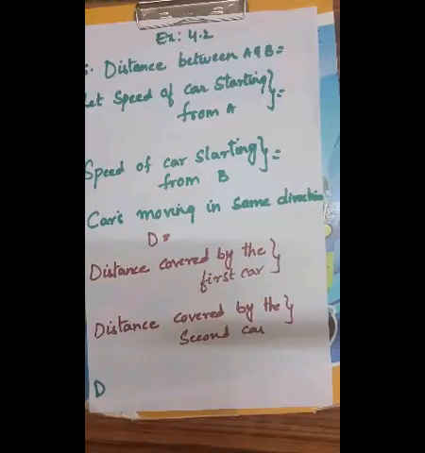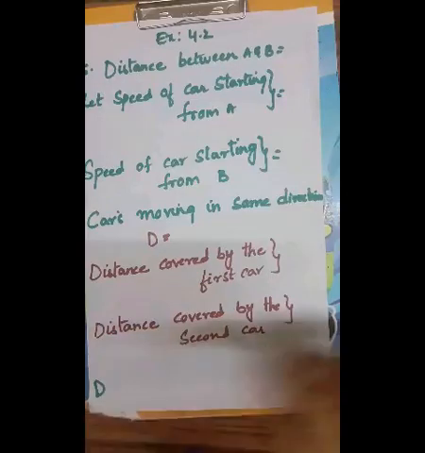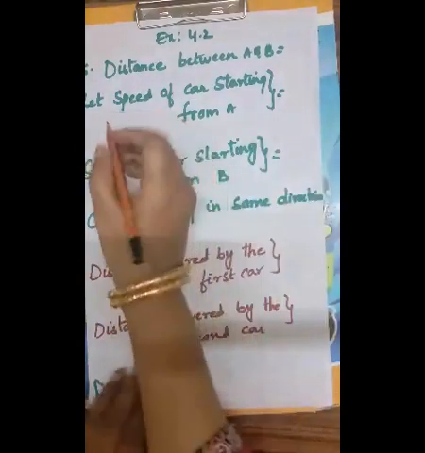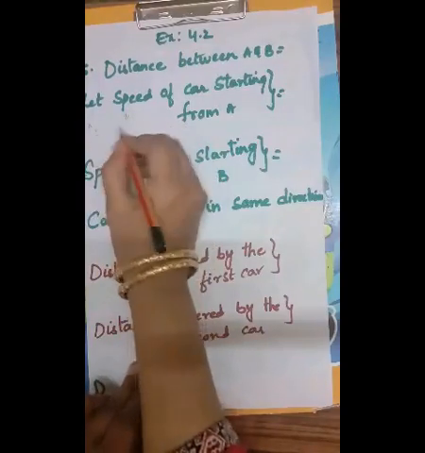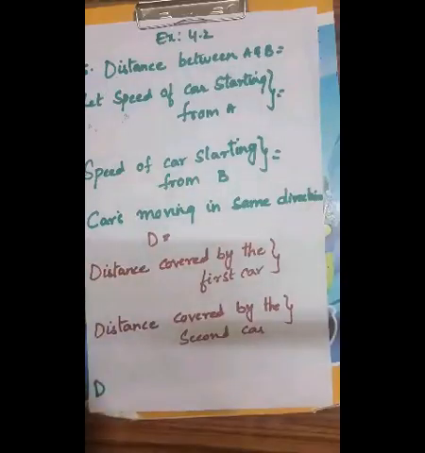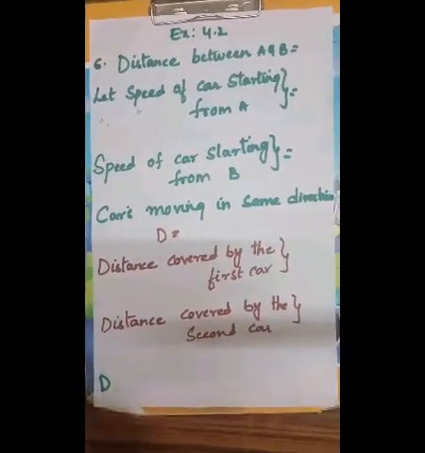See, the time duration is 5 hours when they are in the same direction. And if they travel towards each other, they meet in 1 hour. What are the speeds of the cars? Okay. See, two cars are starting, cars A and B. This is place A, this is place B. Two cars are starting from this A and B at the same time and in the same direction.